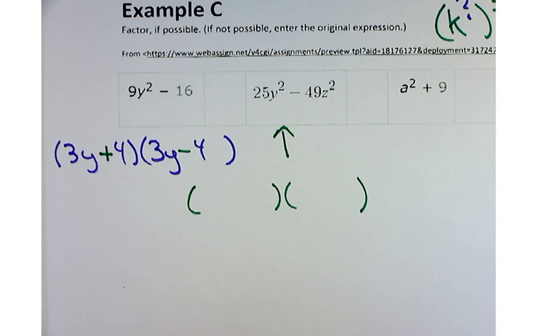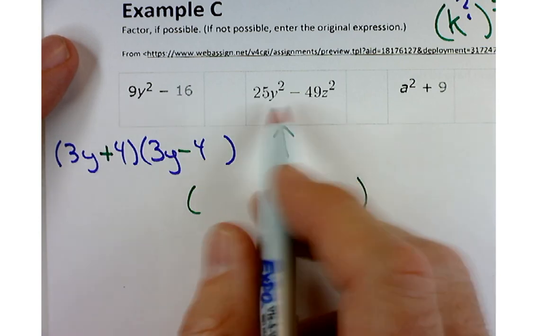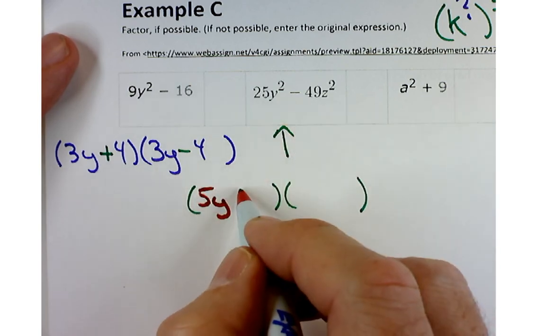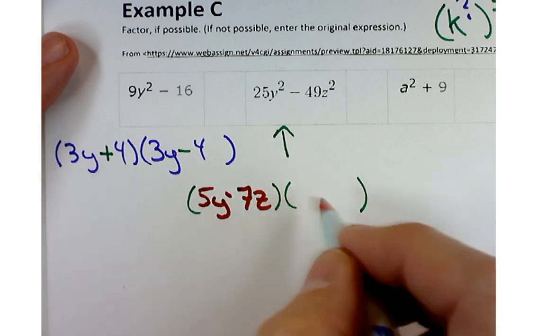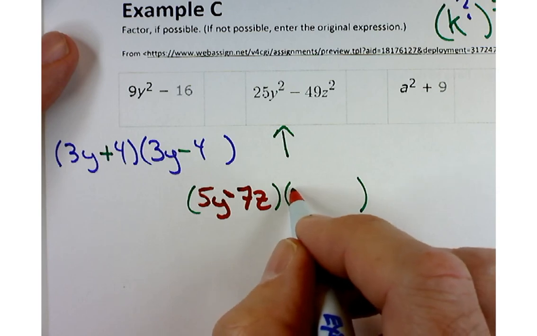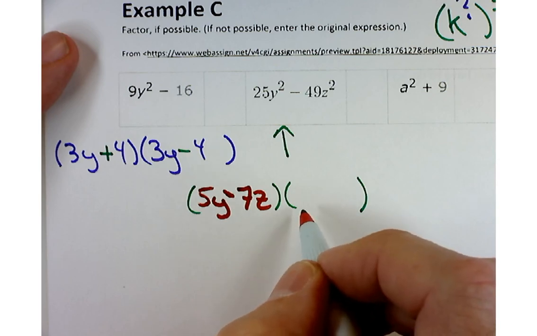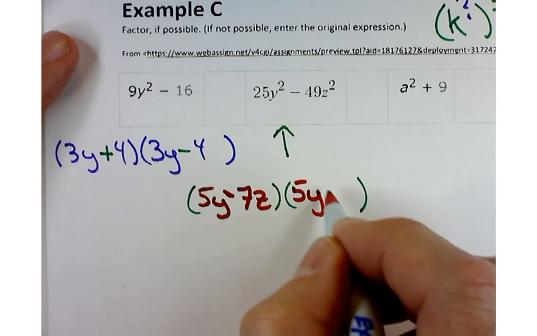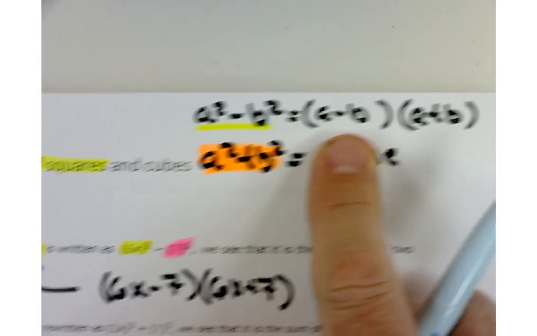You start asking, what do I square to get the first term, and what do I square to get the second term? Carvel, maybe you can help me out. What would we square to get these terms? 5y and 7z. All right, so 5y minus 7z. And then what would the other part be? The next binomial? 5y plus 7z, right? So you're just switching the signs from one binomial to the next.